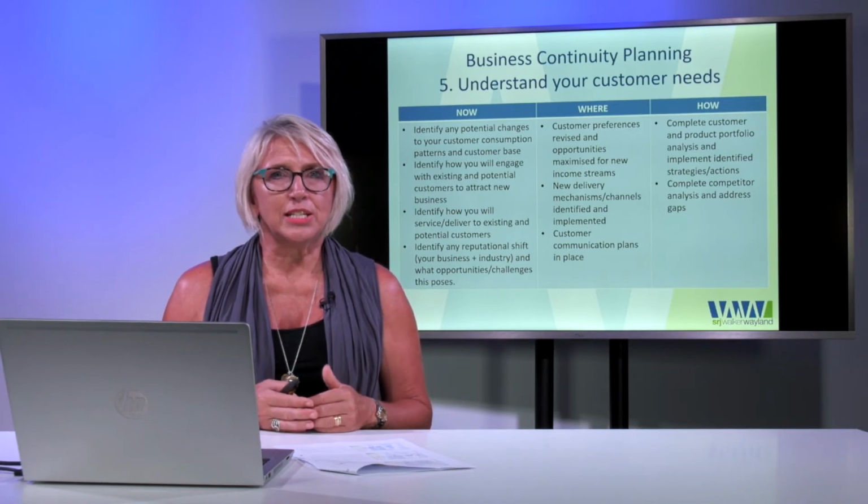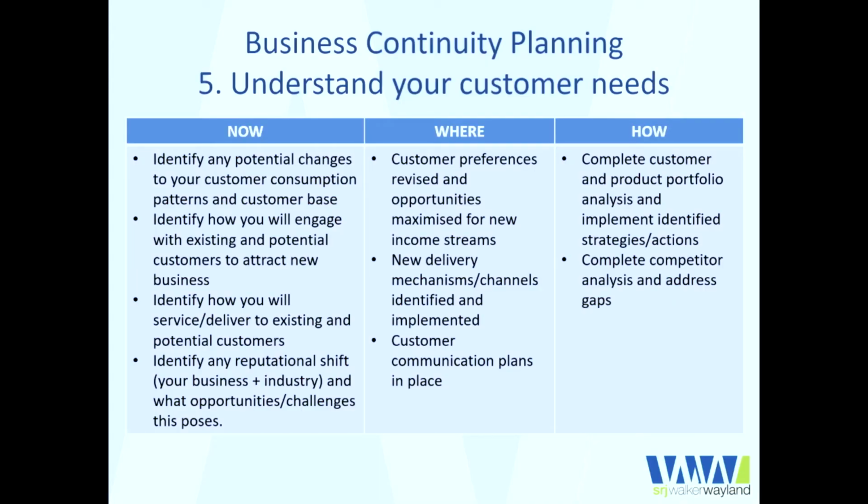You also need to identify any reputational shift that might occur as a result of the event that gave rise to the business interruption, from both an industry perspective and also your own business perspective. So has there been any reputational damage or reputational impact to your industry or business as a result of this? If so, what can you do to address those challenges? Or have there been, the other way, any opportunities presented as a result of the event that occurred?